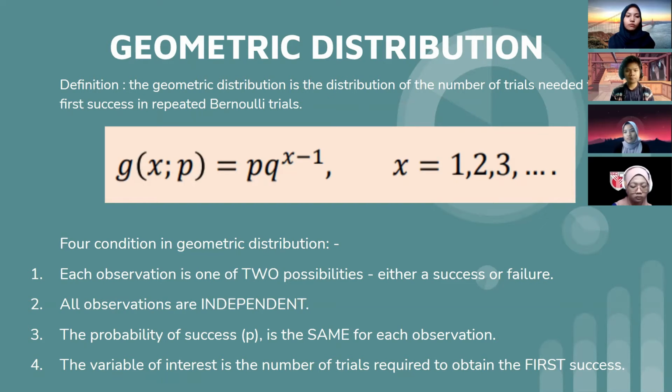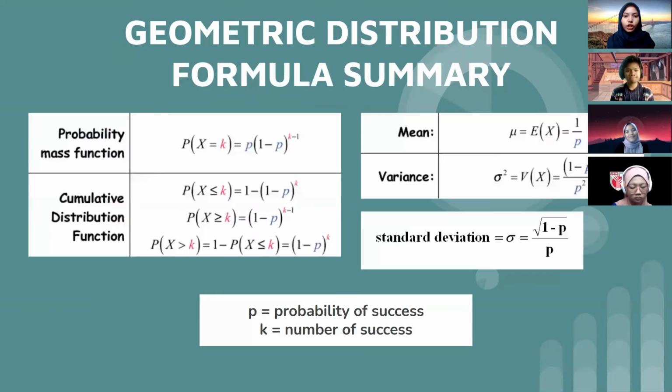So there are 4 conditions in geometric distribution. First, each observation is one of 2 possibilities, which is either a success or failure. Number 2, all observations are independent. Number 3, the probability of success P is the same for each observation. And fourth, the variable of interest is the number of trials required to obtain the first success. So we move to the equation. I will pass the presentation to Haifa.